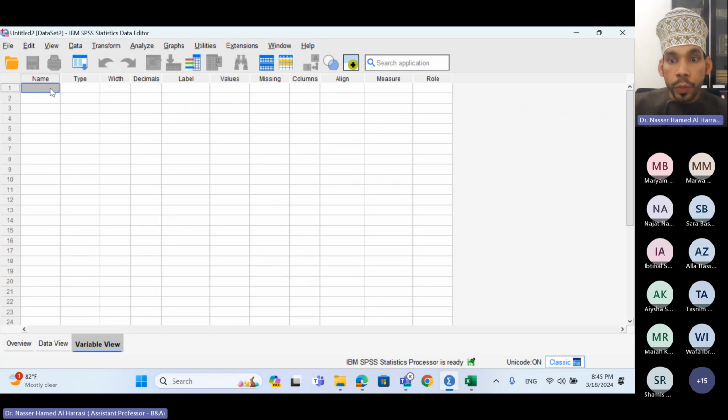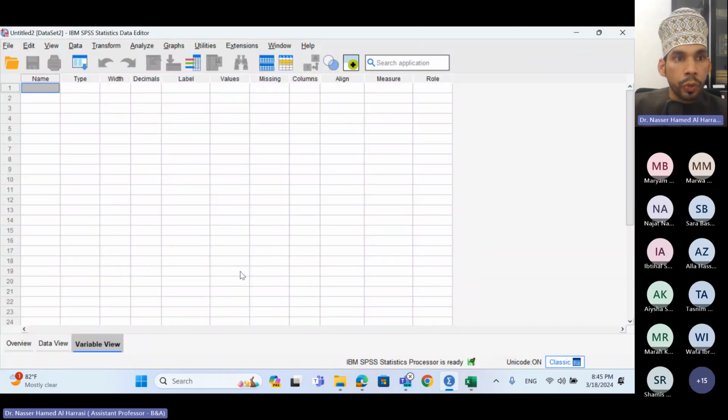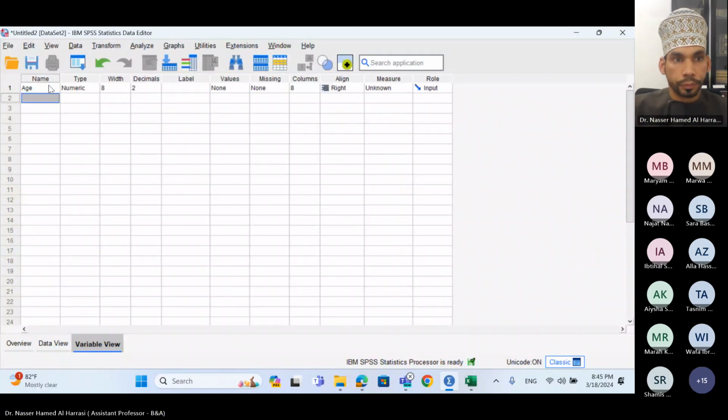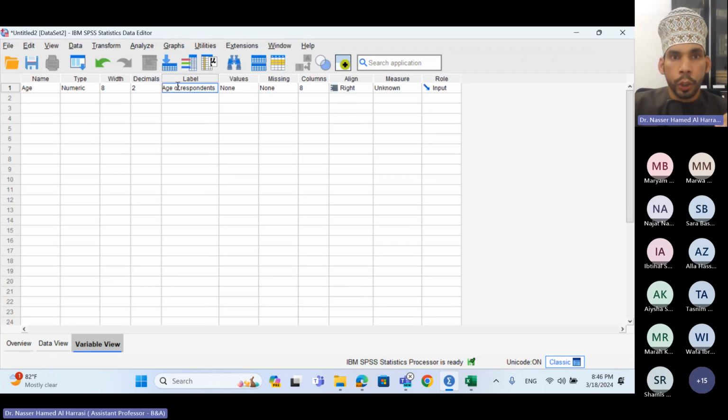So the first one we are having here, what? The age group. So we are going to write here in the name, age. The type is always going to be numeric, and all these things do not need to be changed. The label means the complete question. Here no need, you can just write age of respondent, whatever you would like to write. Here now the value.